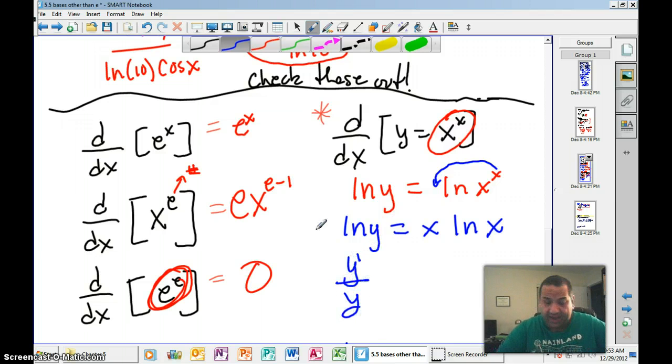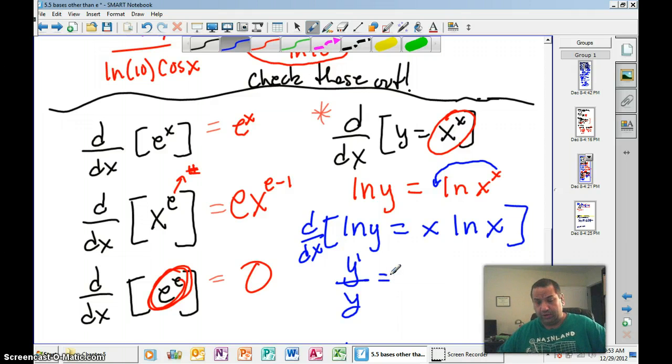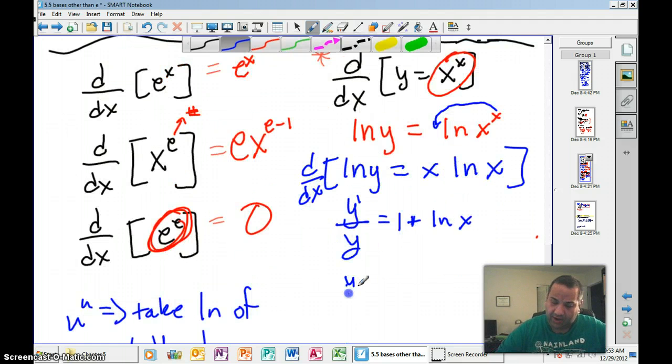That's the derivative. Now I'm taking the derivative of this blue stuff. Now I take the derivative of this side. Remember, it's a product rule. So it's first times derivative of second, which is 1, plus second times derivative of first, ln of x. So now, this turns out to be y prime equals the quantity 1 plus ln of x times y.